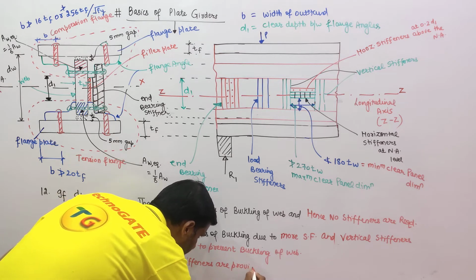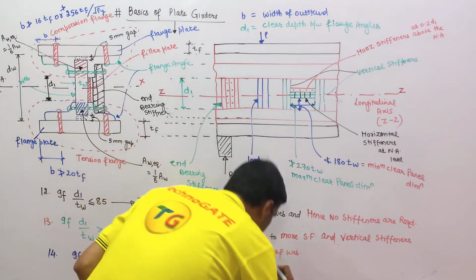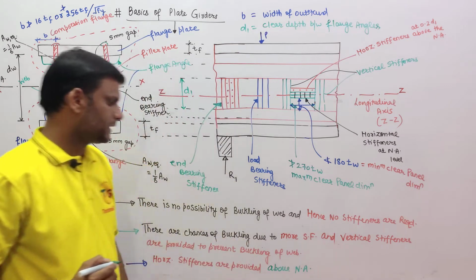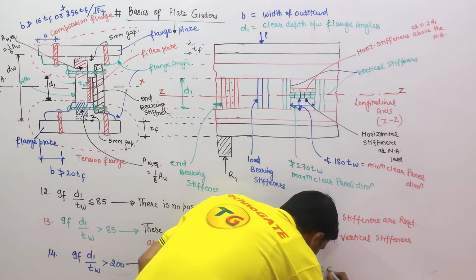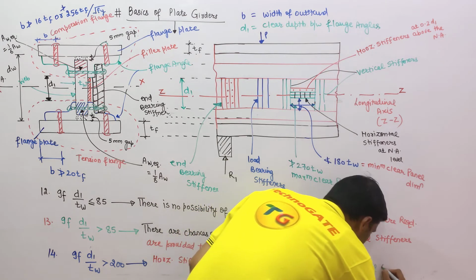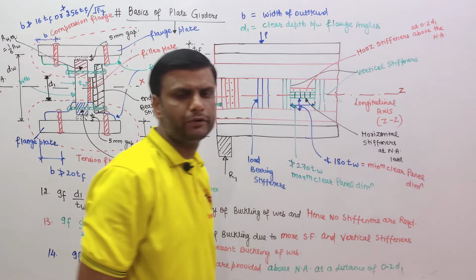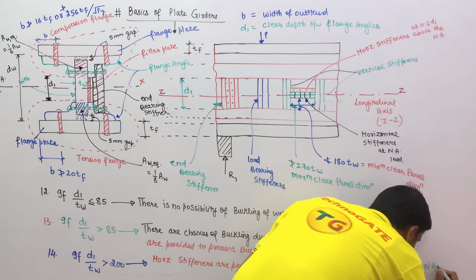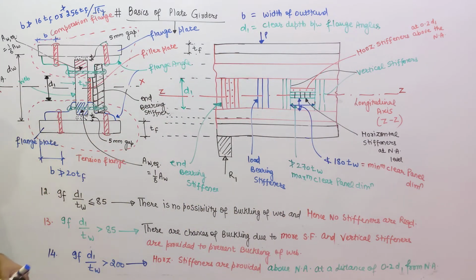are provided above the neutral axis at a distance of 0.2 times d1 from the neutral axis.